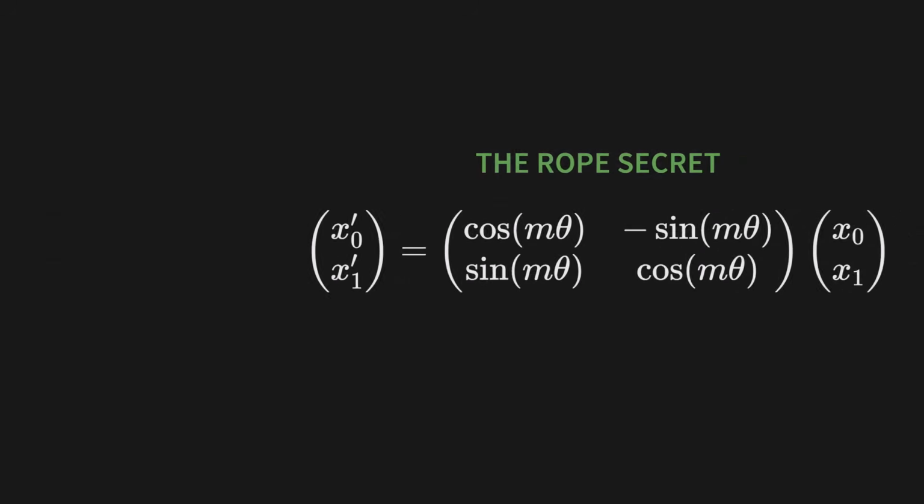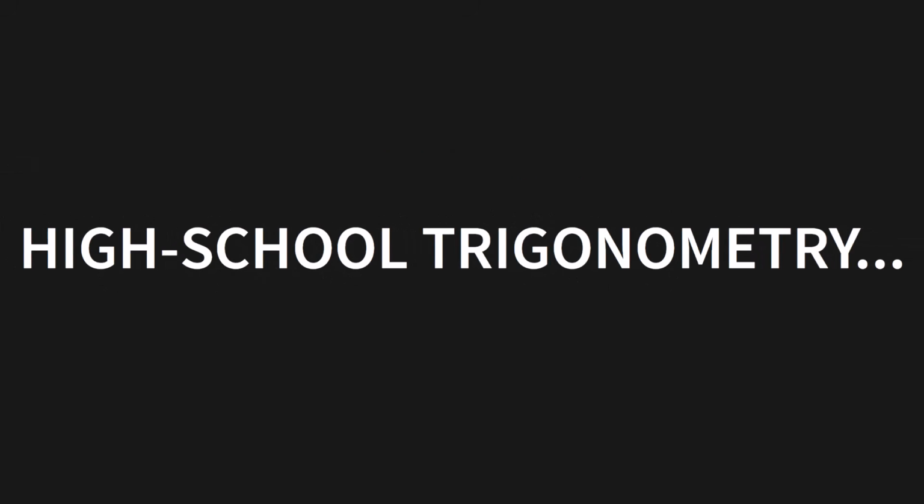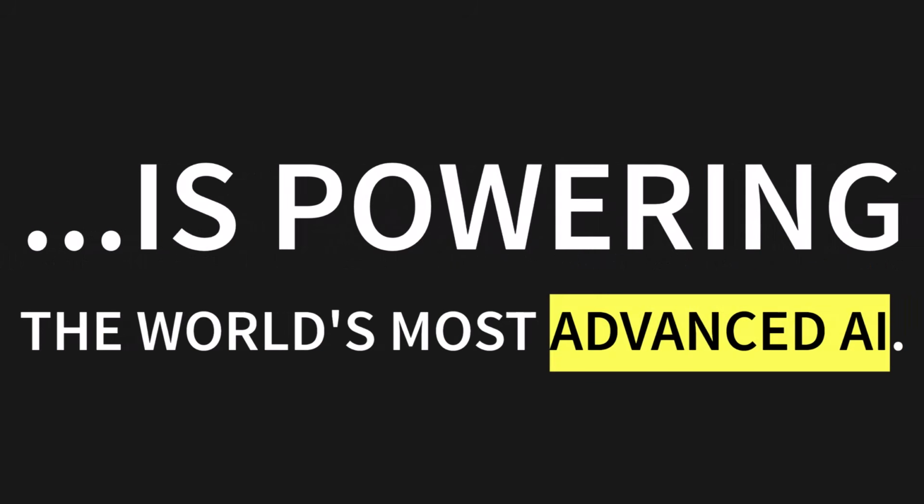And what's the big secret behind this incredibly powerful technique? What if I told you it was this? As you see on the screen, this is the entire secret. We have a 2x2 matrix with cosine m theta, negative sine m theta, sine m theta, and cosine m theta, multiplied by a simple two-dimensional vector. That's it. It's just a simple 2D rotation. I'm not kidding. High school trigonometry is powering the world's most advanced AI.